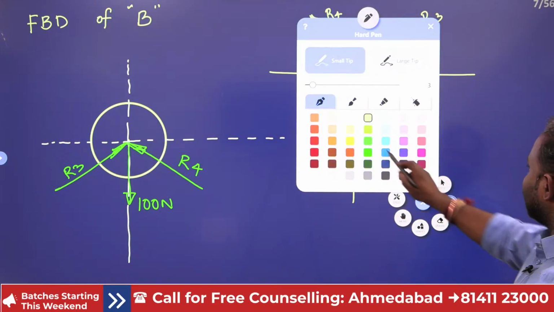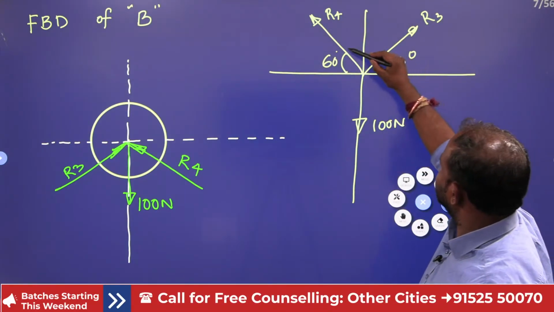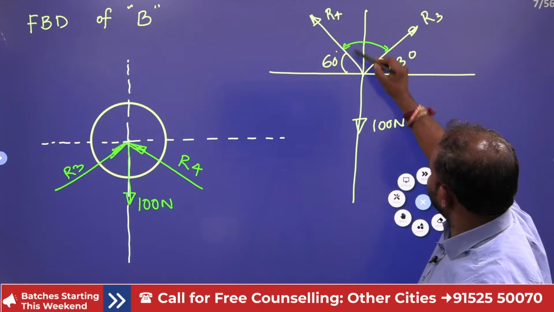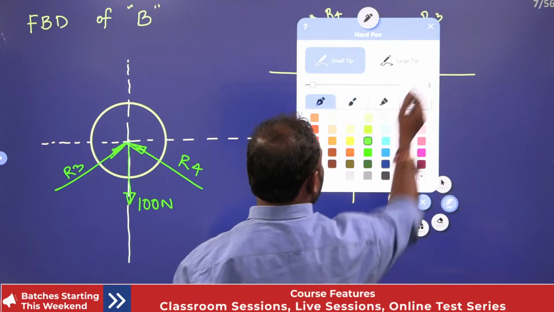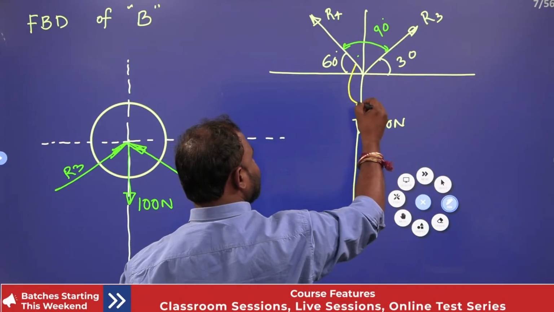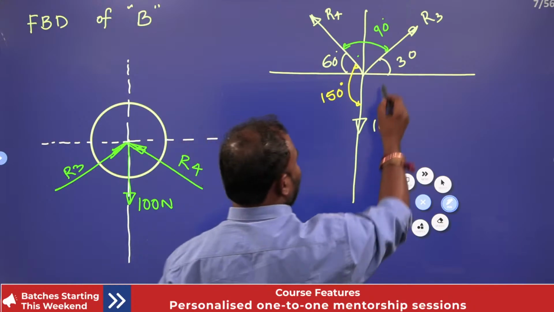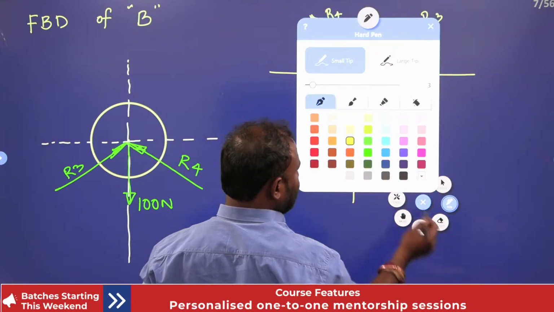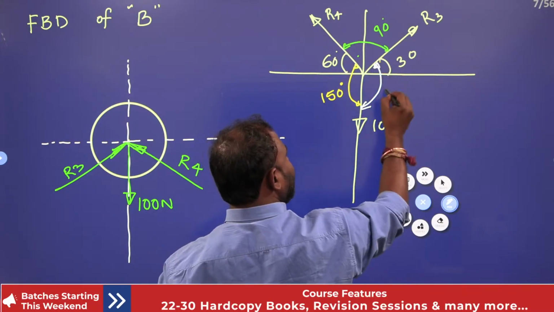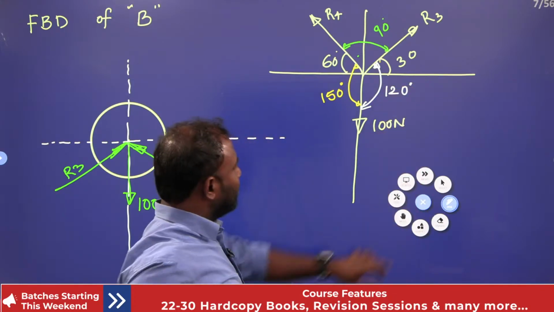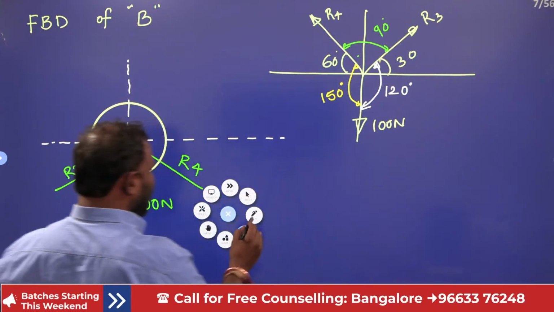Now let's decide the angles between them. This is 60 and this is 30, so 30 and 90 degrees. Okay. Now next, how about this angle? How about this 30, 30 plus, right? Now apply Lami's theorem over here.